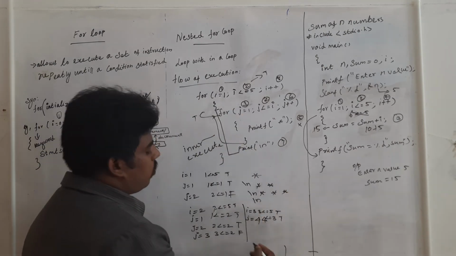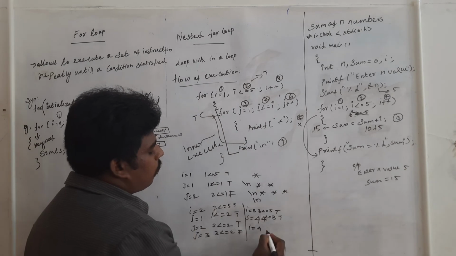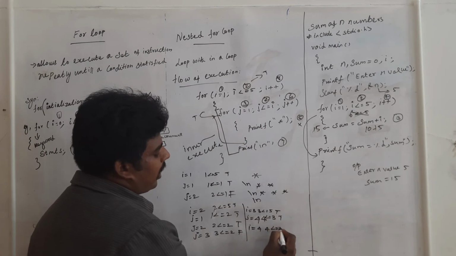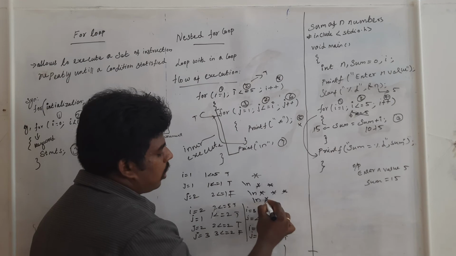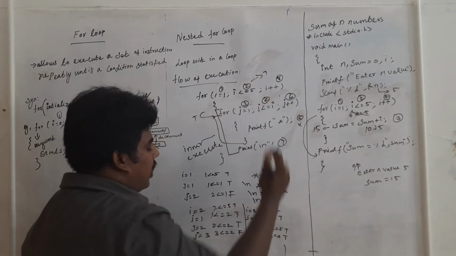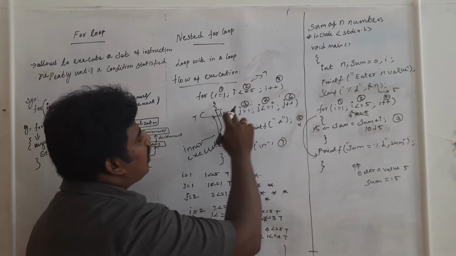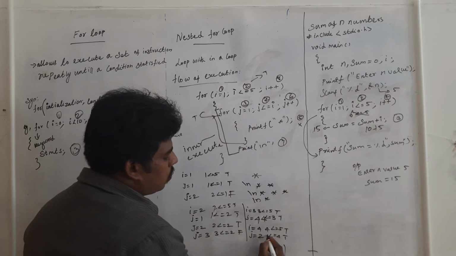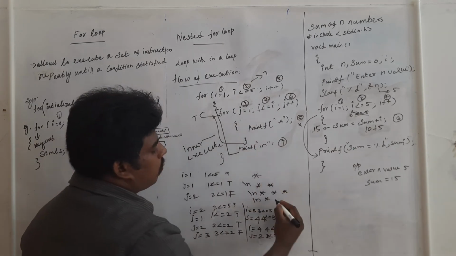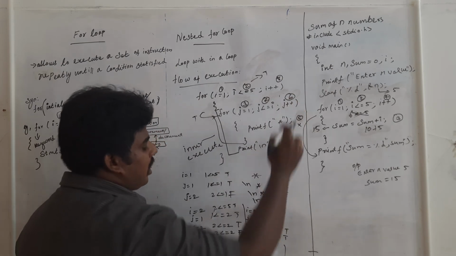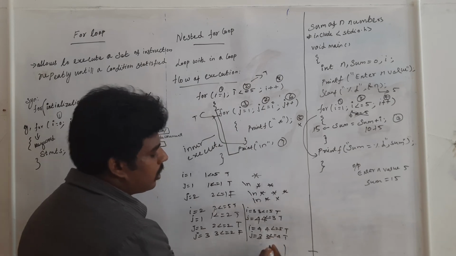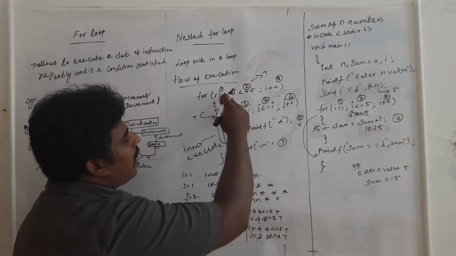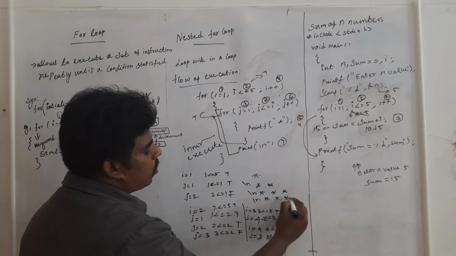Now again i value. What's the i value? i equal to 4, 4 less than equal to 5, condition true. j equal to 1, 1 less than equal to 4, condition true. So star. Now j value is incremented to 2, 2 less than equal to 4, condition true, 1 star. Now again j value equal to 3. 3 less than equal to, what's the i value? 4. Again condition true, 1 more star.